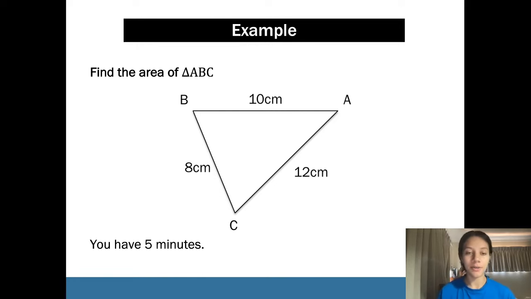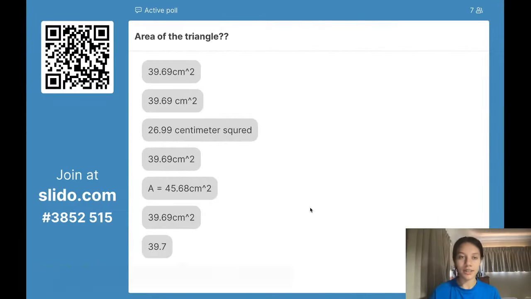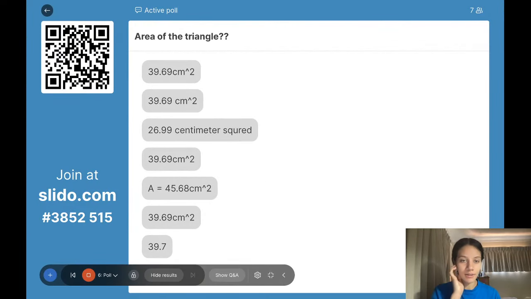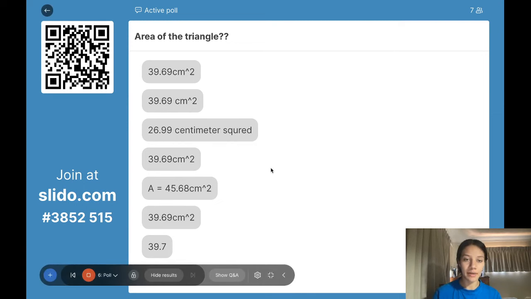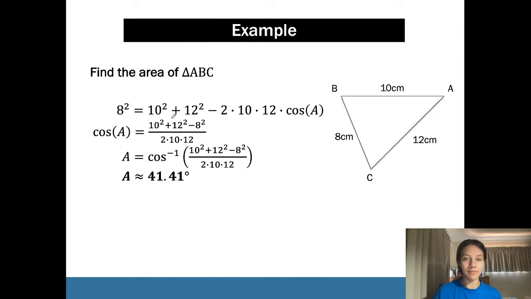Alright, time is 10:34, so checking in with our Slido. Nice, so we see quite a few people have said about 39-40 centimeters. So let's have a look at that. What would we probably do first?